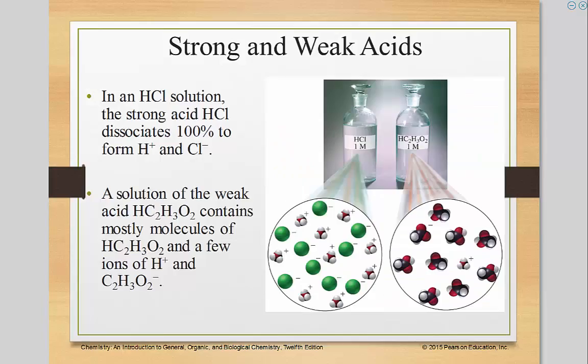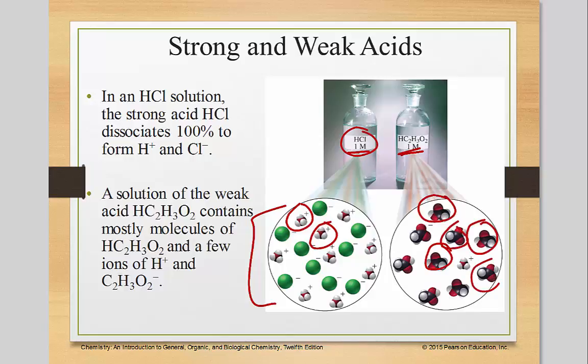If we want to look and examine this in a jar, notice that this is HCl. Both of these are 1 molar solutions. There is no H and Cl together here. All the H's have been absorbed by the water. Over here, however, the acetic acid is still together as a molecule in several instances. So the H3O plus only happens occasionally here.